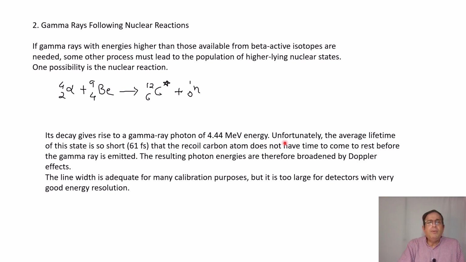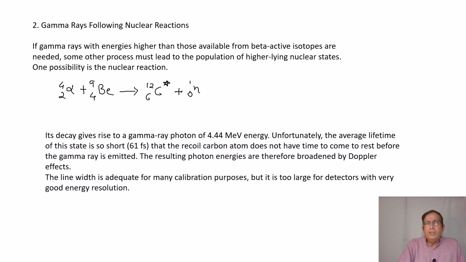The average lifetime of this state is so short, which is 61 femtoseconds. That means 61 times 10 raised to the power minus 15 seconds. So that is so short that it happens before the carbon, which is recoiling, stops. So carbon is basically moving while the gamma ray is emitted. In the laboratory frame, the carbon recoils and is moving when the gamma ray is emitted. Because the emission process is so short, the carbon does not stop before it emits the gamma ray.